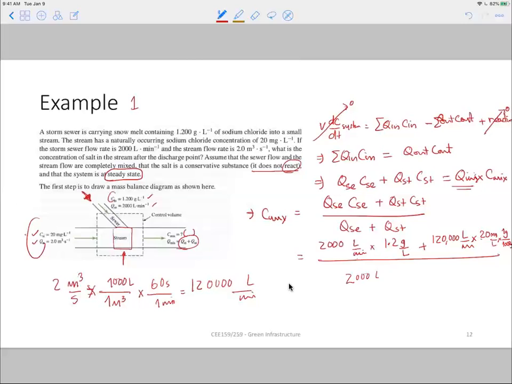2000 liter per minute plus Q_ST, 120,000 liter per minute. So as you see, these liter per minute cancel out. Then you have gram per liter on both sides, so you'll get the answer in gram per liter. If you solve this one, you'll find that number. So that's example 1.